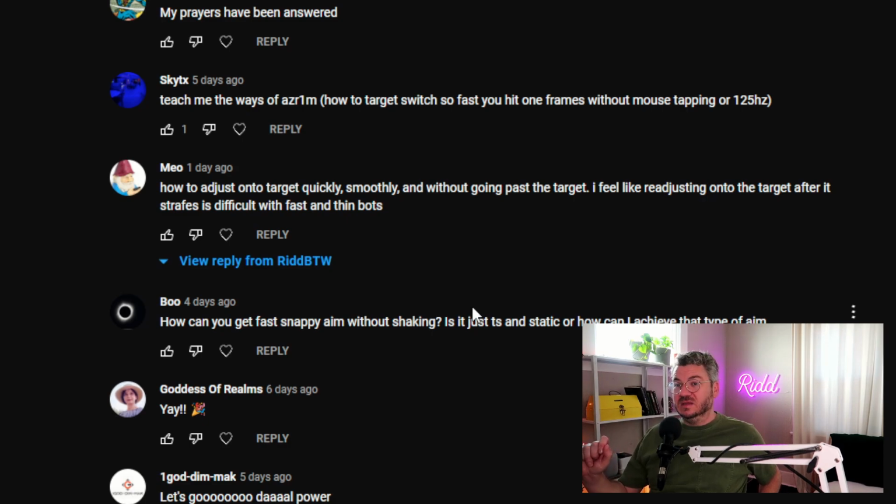You really will see where you're flicking past, and that's because you're really just flicking too fast. It's better, in my opinion, when a bot changes direction, like if you're talking about tracking a thin bot, like smooth thin strafes, it's better to drag slightly behind the bot if you're smoothly adjusting to its changing direction.